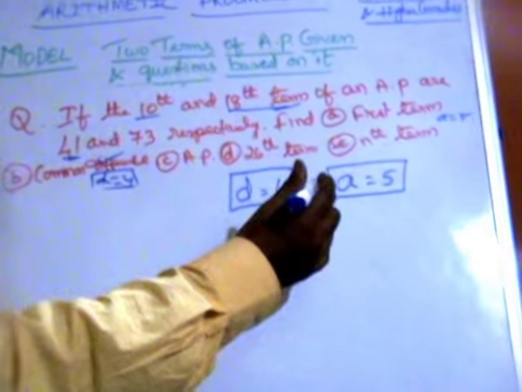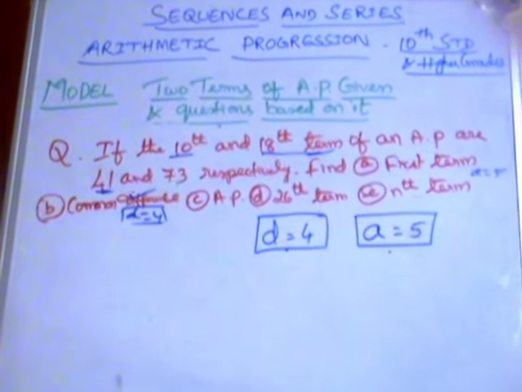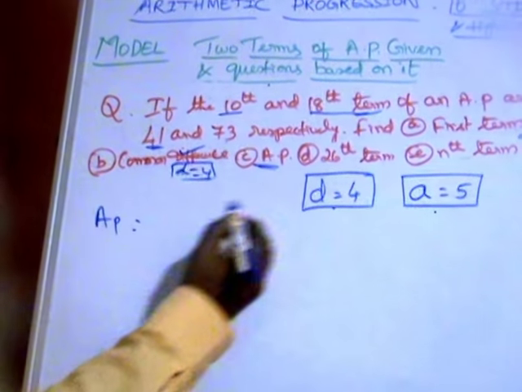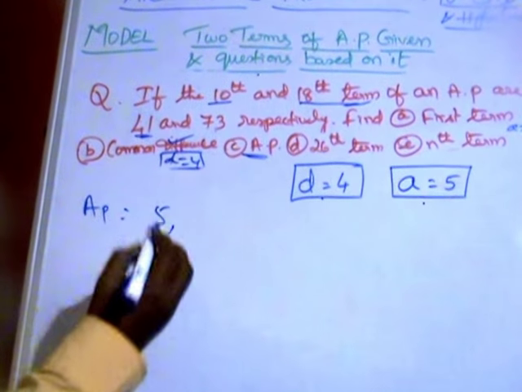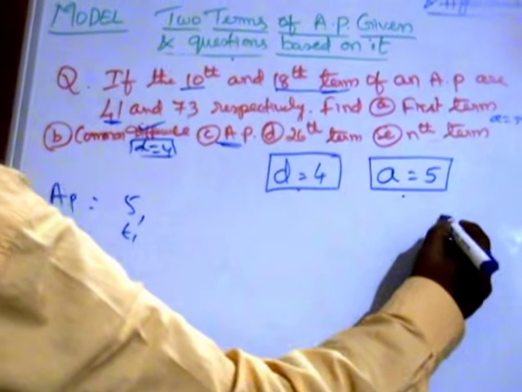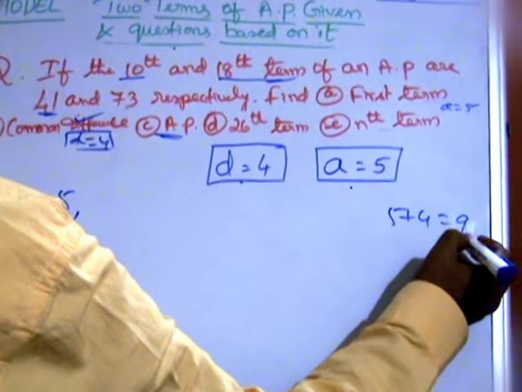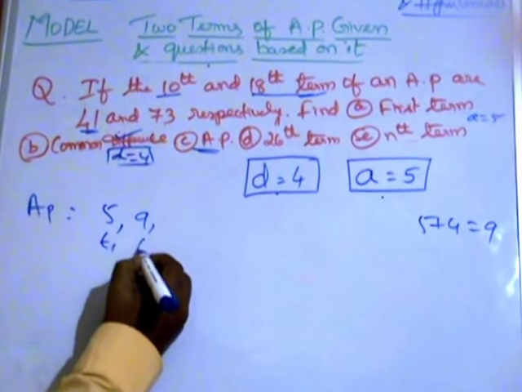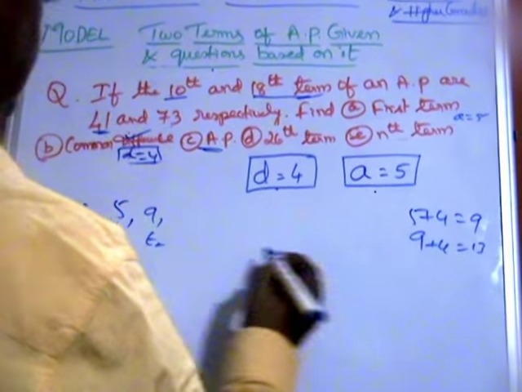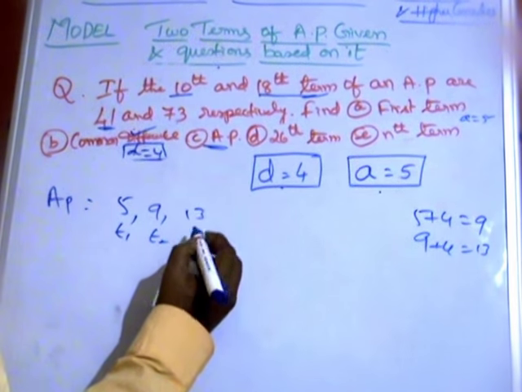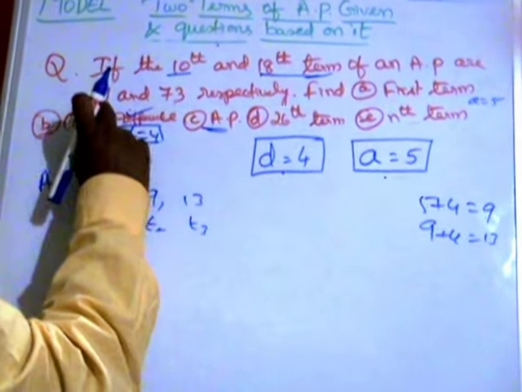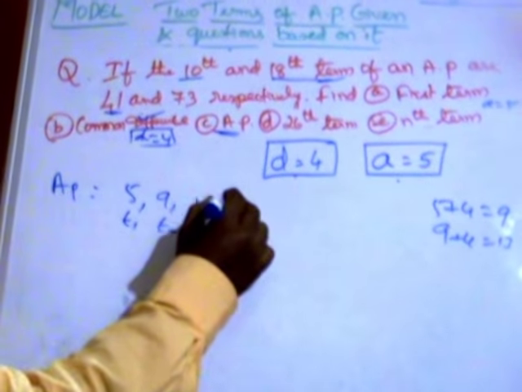Now we got the first term a and the common difference d. Next they want the AP. AP is got by first, you must write the first term. First term is 5. This is called term 1. To get the second term, you must add the common difference. 5 plus 4 equal to 9. So the second term is 9. Then 9 plus 4 is equal to 13. The third term is nothing but 13. If you go on like this, the 10th term will be 41. This is called the AP.